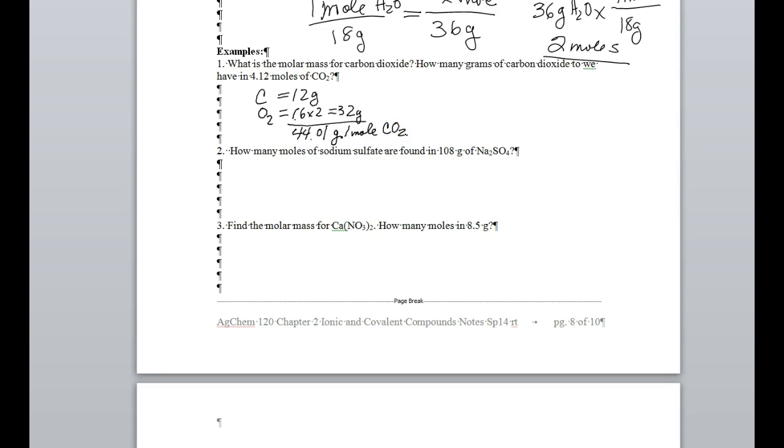Okay, so now it wants to know how many grams of CO2, or carbon dioxide, I think that is supposed to say, do we have in 4.12 moles of CO2? So how would I do that? That's pretty easy, isn't it? What do I need to do?